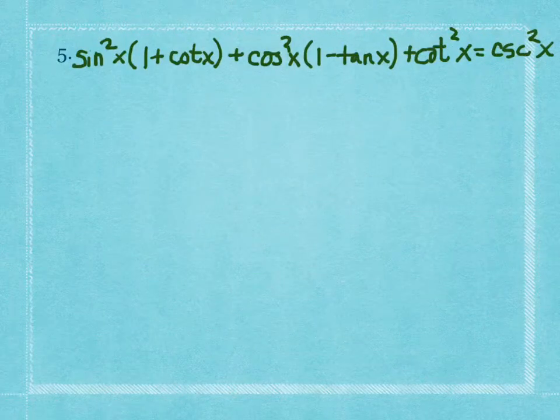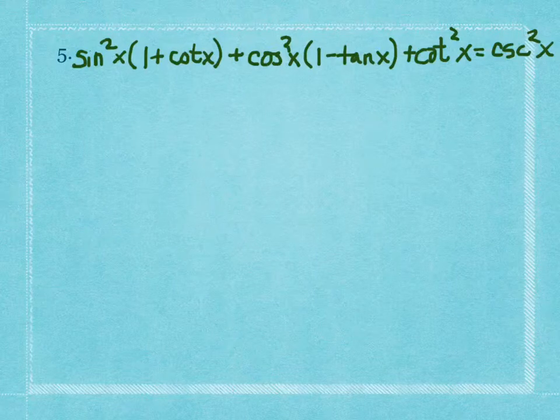Number 5. Sine squared of x times 1 plus cotangent x, plus cosine squared of x times 1 minus tangent x, plus cotangent squared of x, equals cosecant squared of x. Isn't that wonderful? It's great. But at the very least, you know where to start. You know you're going to be working on the left-hand side, yeah? Because the right-hand side's just simple already. Do you have a suggestion? How would you start? We could distribute. Absolutely a great idea.